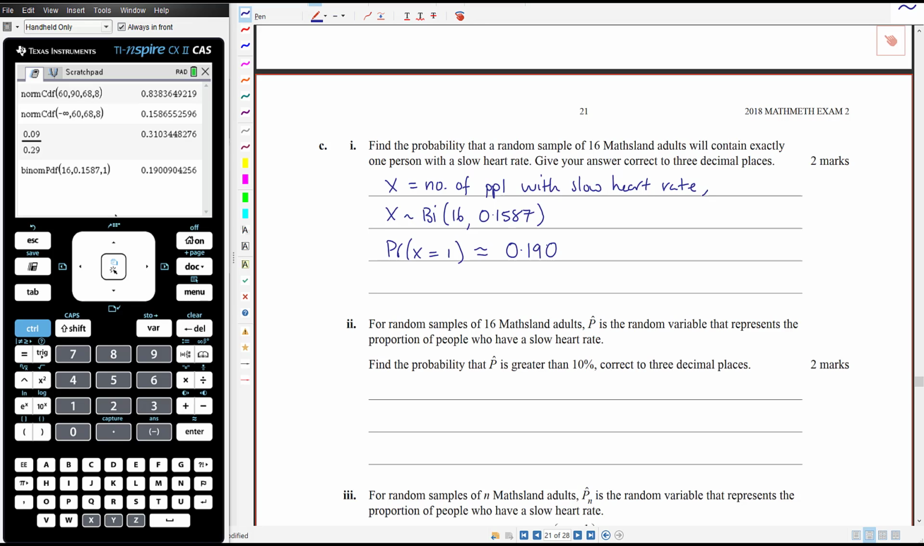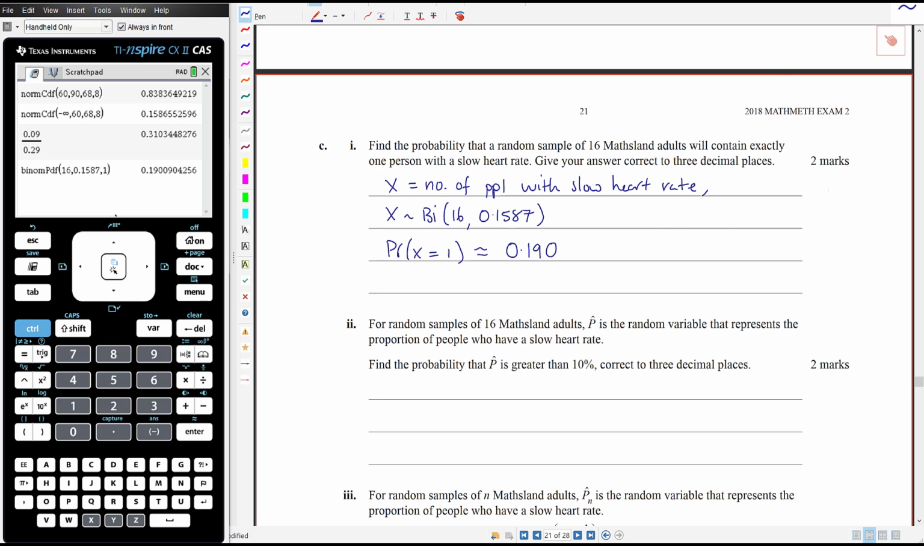It rounds to 0.190. Please note that there's 2 marks here, so you do need more than just stating the answer. You do need the setup. What is the variable and how is it distributed? It's binomial, and it has n is 16 and p is 0.1587, and also defining what the variable is.